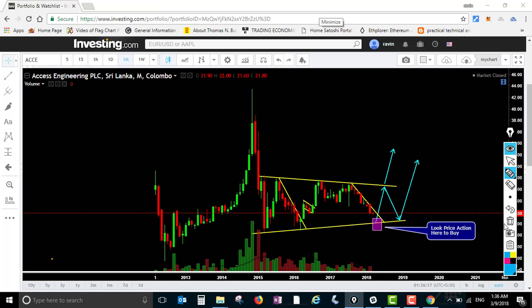So once you see the particular price action, then you can act according to that with the help of indicators as well as candlestick patterns.